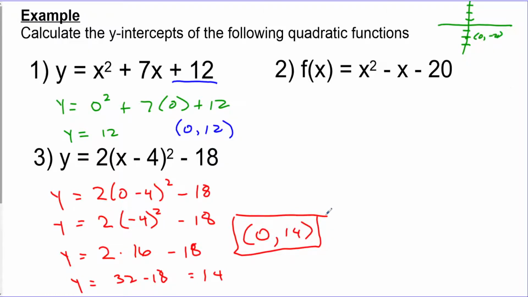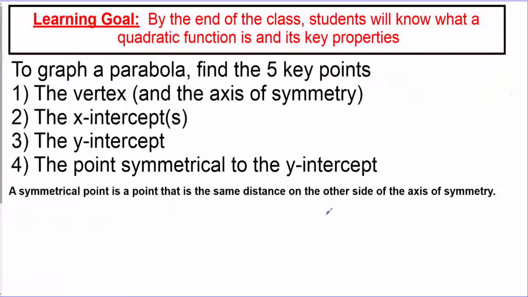Okay, so now let's put all this together. We're going to take a look at just one problem. We're going to graph all of these points, and we'll talk about the symmetrical point. I have a little note at the bottom here that a symmetrical point is a point that is the same distance, but on the other side of the axis of symmetry. So we are going to find the y-intercept, and then reflect it over the axis of symmetry, and that's going to give us our 5th point. So again, nothing to calculate.